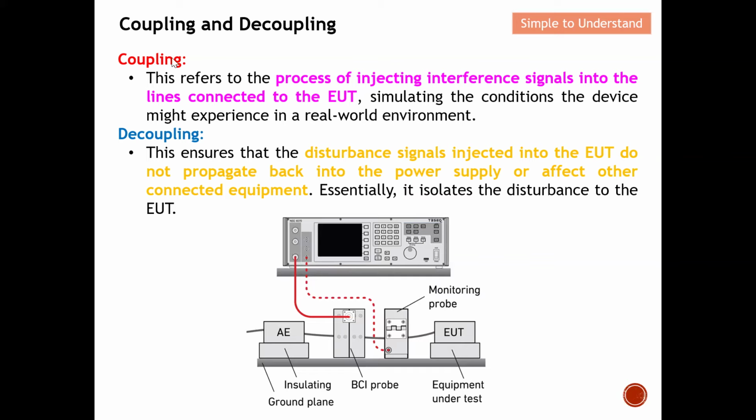Coupling is the process of how we inject the noise into the cable that is connected to the EUT. As for decoupling, the disturbance signal that we inject has the key purpose of disturbing your EUT, and we do not want it to propagate back into the power supply or any other connected equipment. If you are able to do this, this is what we call decoupling. With this, I think it will be easier for you to understand coupling and decoupling.